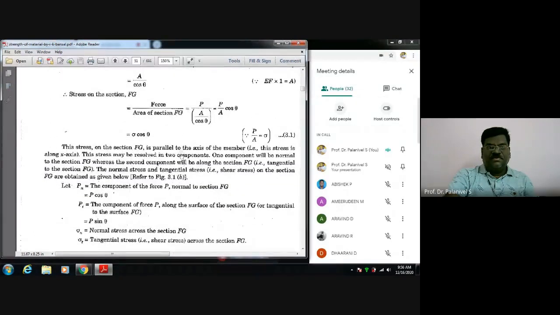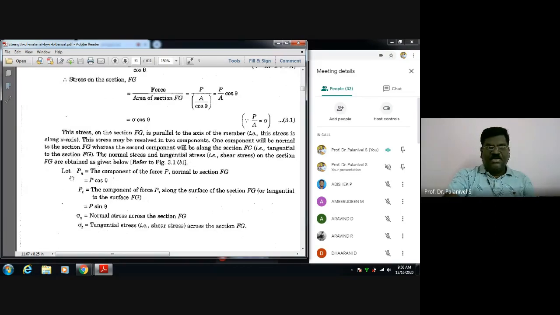I will go a little bit speedily. The stress on the FG is parallel to the axis of the member. This stress may be resolved into two components. One component will be normal to the section FG, whereas the sine component will be along the section FG. We call it the tangential or shear stress. So how do you get it? Therefore, let them be sigma suffix n.